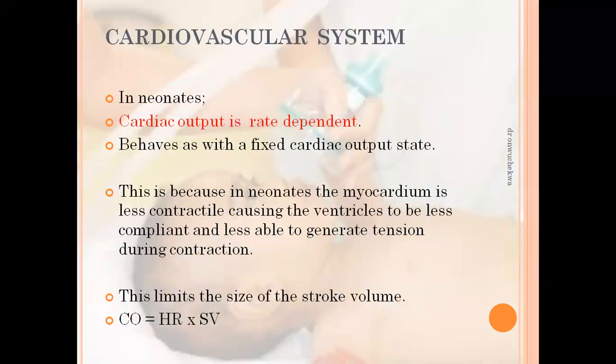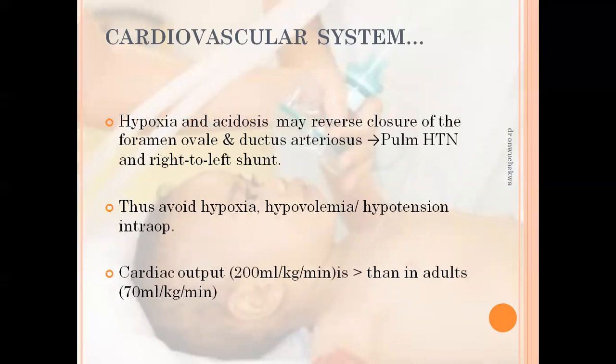So for the cardiovascular system, we know that the cardiac output is rate dependent. The heart behaves as a fixed cardiac output state. This is because in the neonate, the myocardium is less contractile, causing the ventricle to be less compliant and less able to generate tension during contraction. This limits the size of the stroke volume. We know that the cardiac output is equal to the heart rate times the stroke volume. Where stroke volume becomes fixed, the cardiac output can only be dependent on the heart rate.